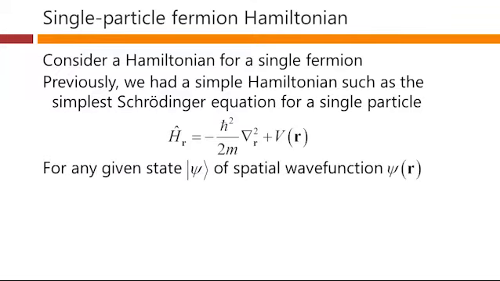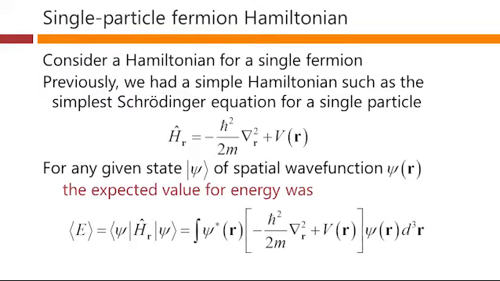For a given state psi of spatial wave function, therefore, psi of r, the expected value for energy was just this kind of expression. The expected value for energy here in this notation was this form in Dirac notation, which in integral form looks like this. So this is the expectation value of the energy. We have the wave function over here, the Hamiltonian operator, and the complex conjugate of the wave function over here in the integral notation.